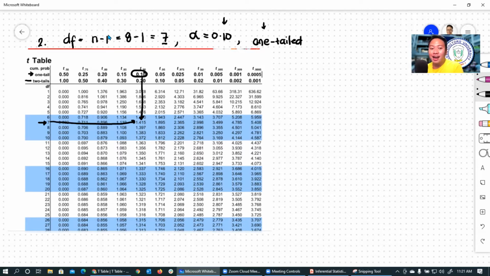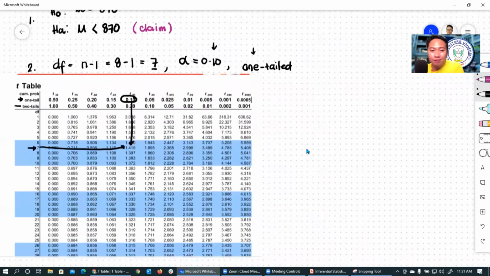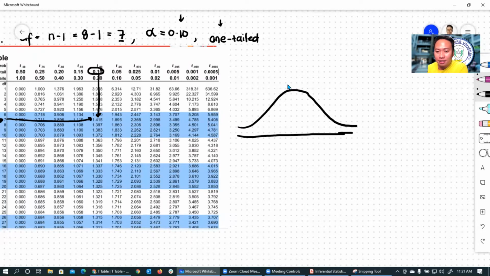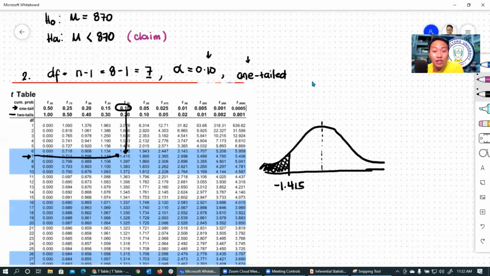All right. Are we good? So it's 1.415. However, since this is a left-tailed test, if we're going to illustrate it, it would be like this. It's negative 1.415. So this is the critical region, or the rejection region or area. Okay? So it's easy now.